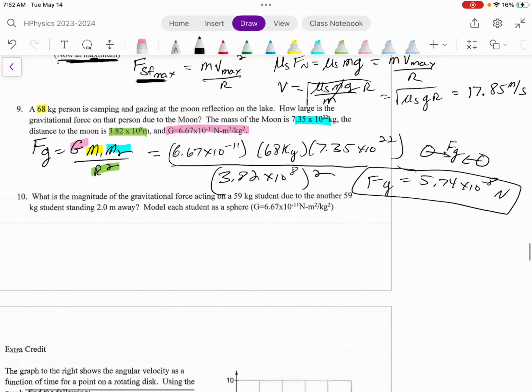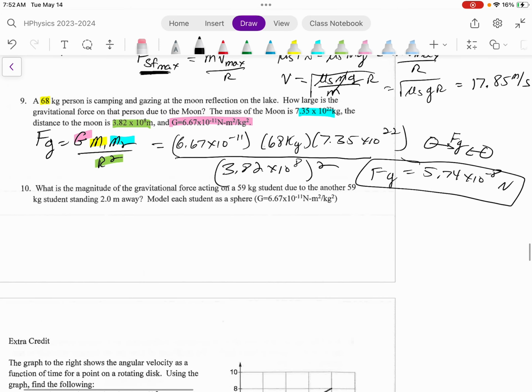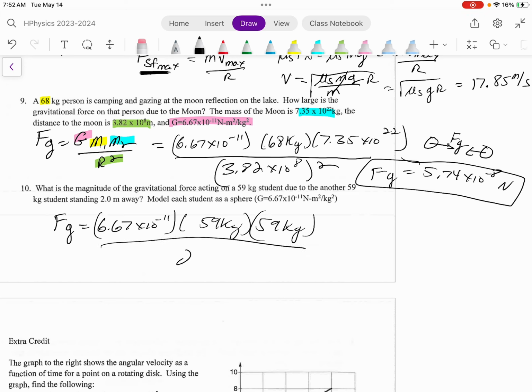All right, what is the magnitude of the gravitational force acting on a 50-gram student due to another 59 kilogram student? Same exact equation. So we got 6.67 times 10 to the negative 11 times 59 kilograms times 59 kilograms divided by 2 meters, and don't forget to square it. That's going to be a really small number.